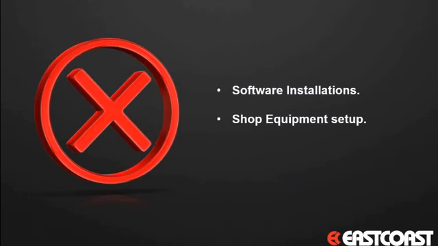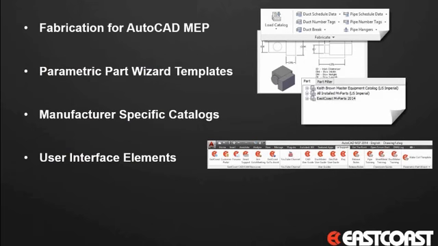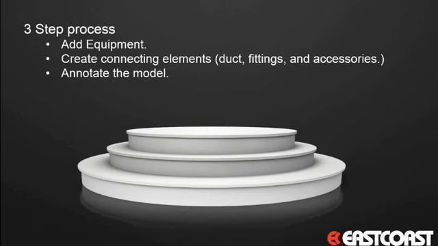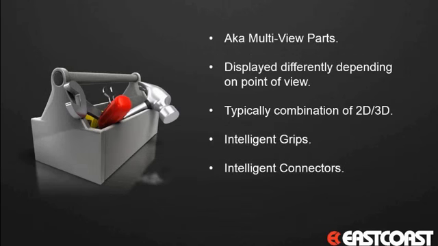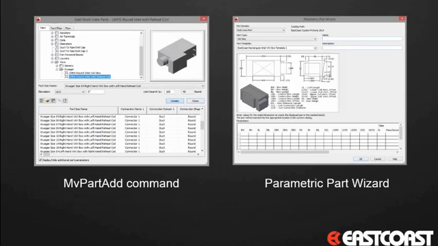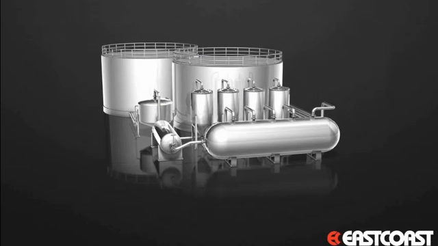Again, we're not going to cover software installations or shop equipment setup, and we went over what you should have installed. I'm not going to go over that again today. And last time we talked about modeling an MEP system, and we spoke about adding equipment and then creating your connecting elements, which is what we were going to start on today, and annotating the models. We went through equipment and the different ways to add it, and then I did a little demo inside of AutoCAD MEP.